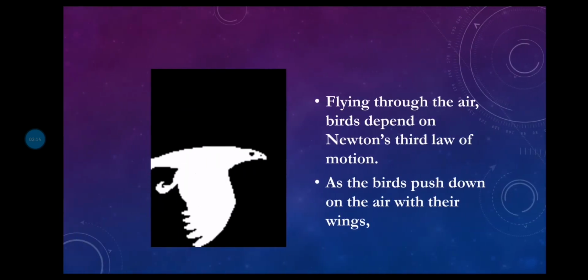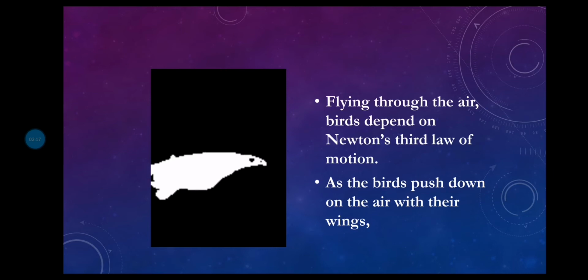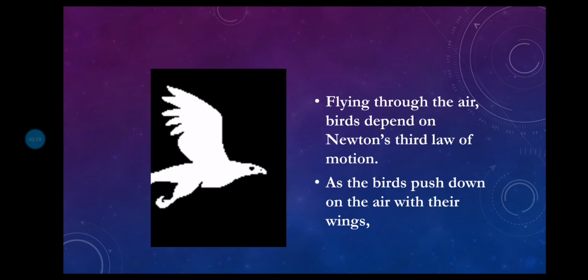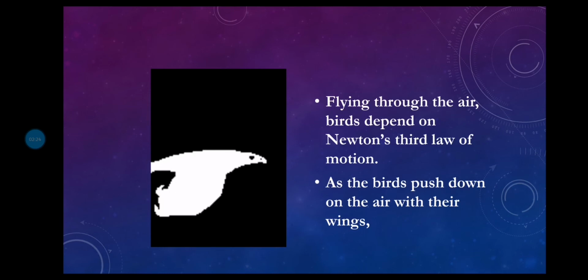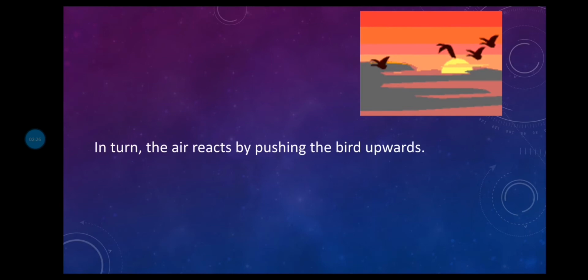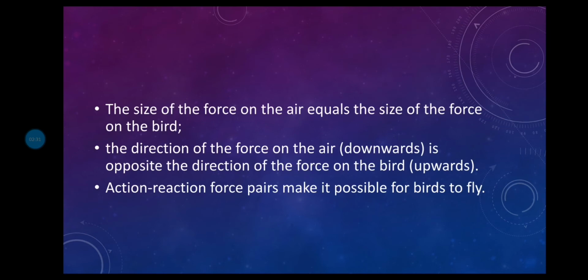If you consider the birds, how do they fly? Flying through the air, the birds will depend on Newton's third law of motion. The birds push down on the air with their wings. In turn, the air reacts by pushing the birds upwards. The size of the force on the air equals the size of the force on the bird, but the direction of the force on the air, which is downward, is opposite to the direction of the force on the bird, which is upwards. Action and reaction force pairs make it possible for birds to fly.